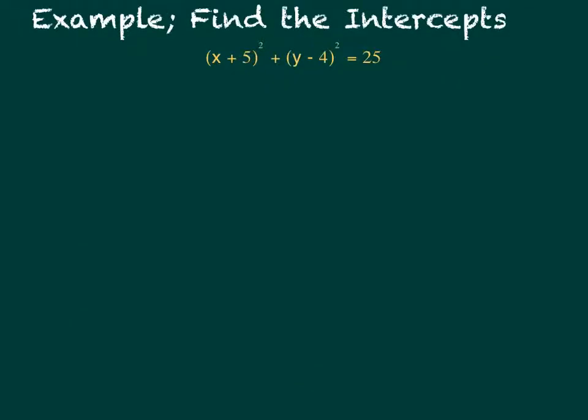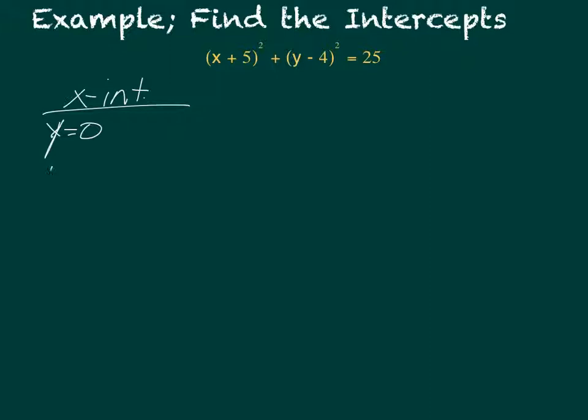In this last example, we want to find all of the intercepts. So let's start with the x-intercepts. So that would be where it crosses the x-axis. So when we do that, it means the y is actually 0 because it's not up or down at all on the graph. So what I'm going to do is put y equals 0, and then just solve.